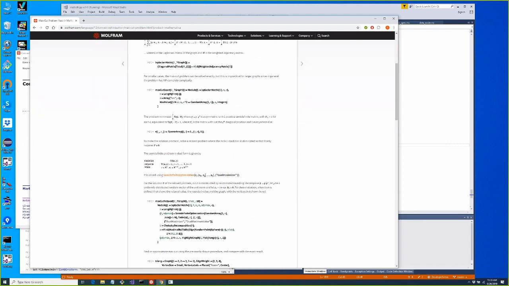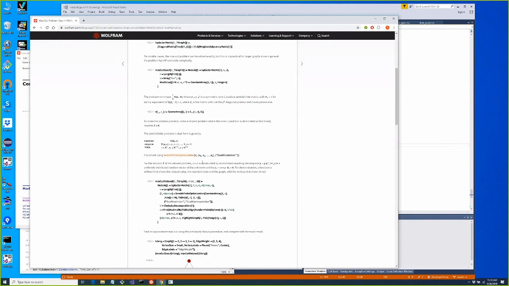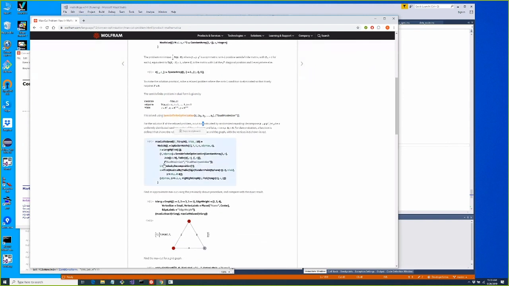So the solution is that we construct a cut by max inverse random. We decompose Y into U and U transpose. Notice that's the Cholesky decomposition. So we've done that.